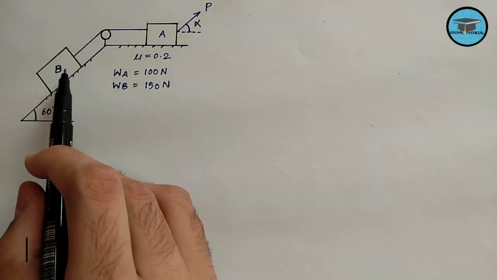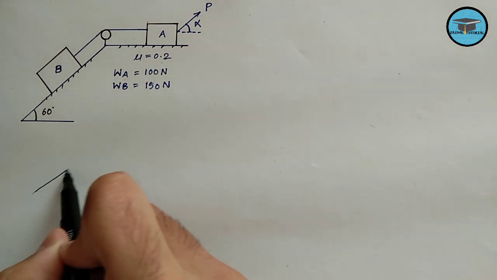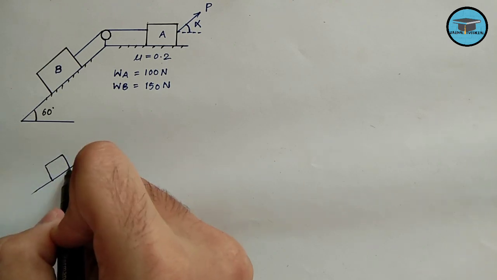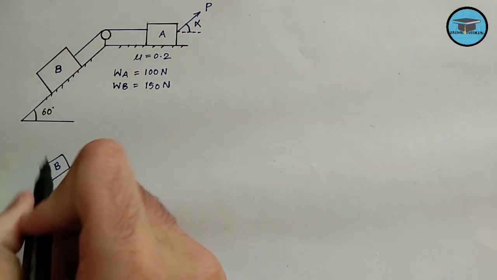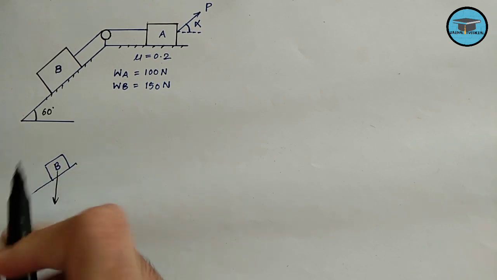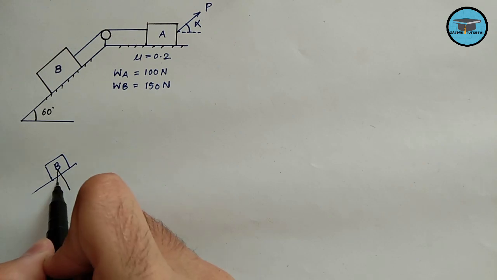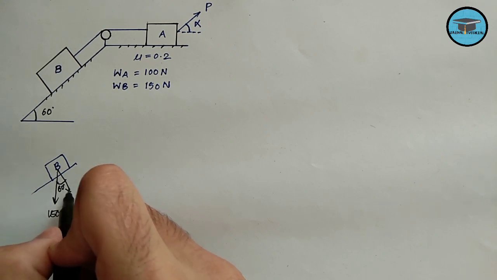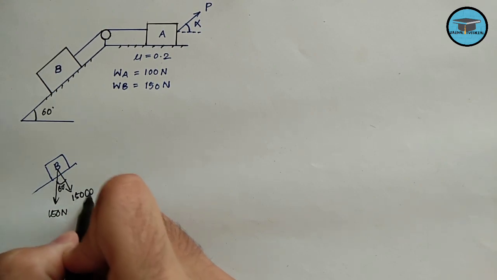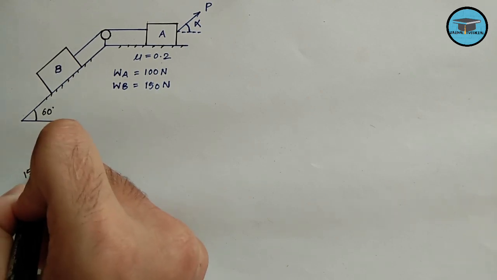We are drawing the free body diagram of block B. This is block B. Definitely there will be a weight of 150 Newton acting in the downward direction, so we first draw the weight downward. This is 150 Newton, and it makes an angle of 60 degrees with the vertical, as shown here. So this component would be 150 cos 60 degrees, and this component would be 150 sin 60 degrees.